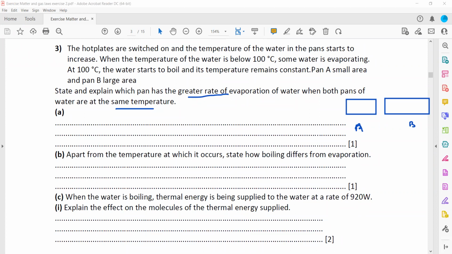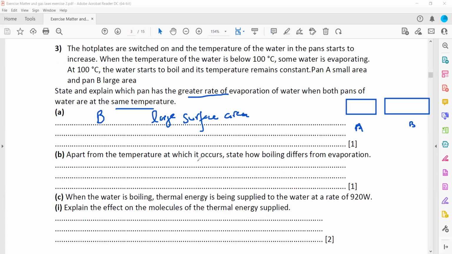Yeah, that's right. B, evaporation will occur at a faster rate. And what is the reason for that? The reason is that it has a large surface area. With a large surface area, more molecules or particles are exposed to the surroundings. That's why it will have a higher rate of evaporation.